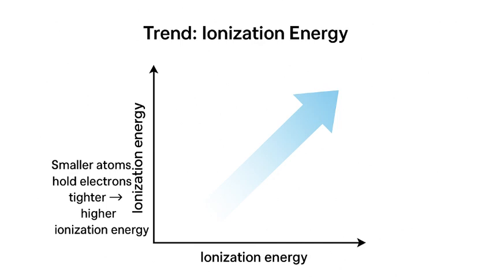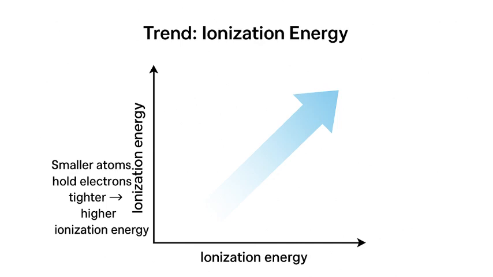It makes total sense if you think about it. As you go across a period, the atoms get smaller, and that nuclear pull gets stronger, right? So it's way harder to snatch an electron away, meaning the ionization energy goes up.